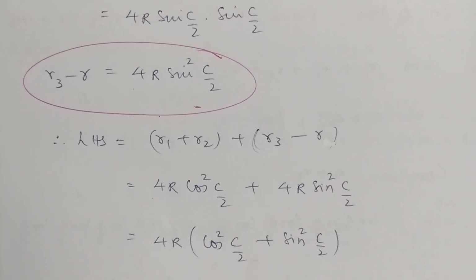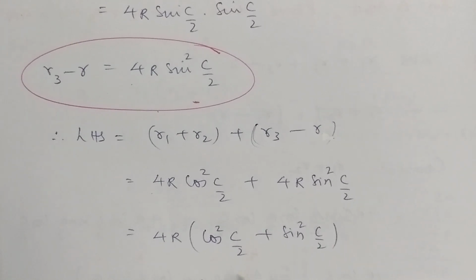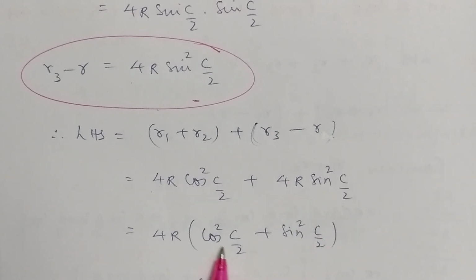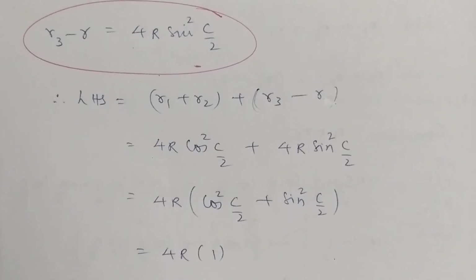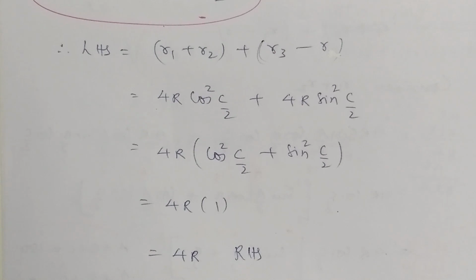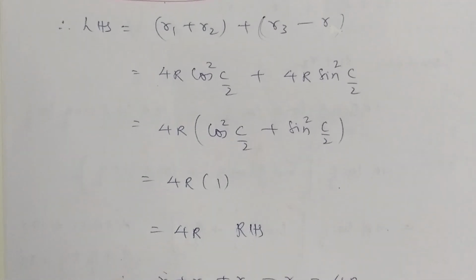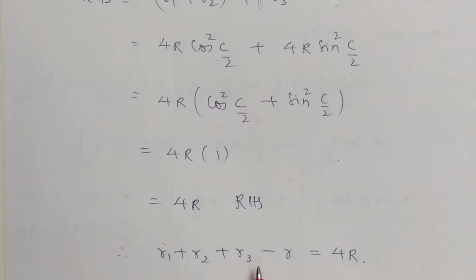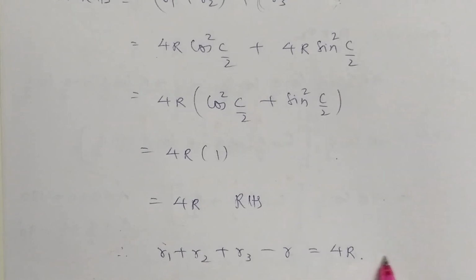Now take 4R common. The remaining is cos square C/2 plus sin square C/2, which is in the form of cos square theta plus sin square theta. That is 1. 4R into 1 is 4R. That is the RHS. That is what we have proved: R1 plus R2 plus R3 minus R equals 4R. We completed the problem.